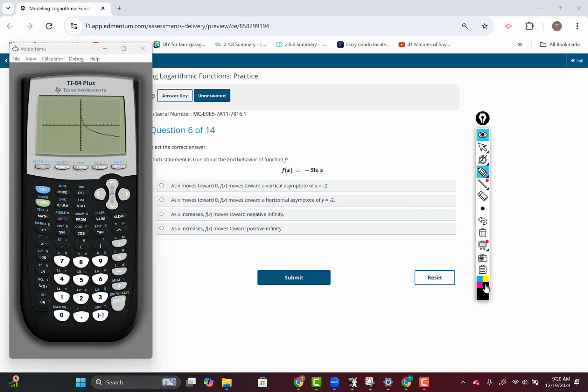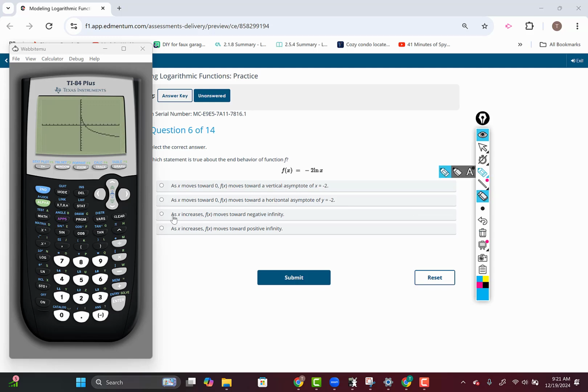Okay, choice B: as x moves towards 0, f of x, or y, moves toward a horizontal asymptote of y equals negative 2. So as x moves towards 0, again we're moving to the left. This is saying y is approaching negative 2. Well, if we graph the line y equals negative 2, it's somewhere right here. This is where we're crossing the y-axis at negative 2. Well, that's definitely not true because this graph clearly goes completely through that blue horizontal asymptote. So it is not choice B.